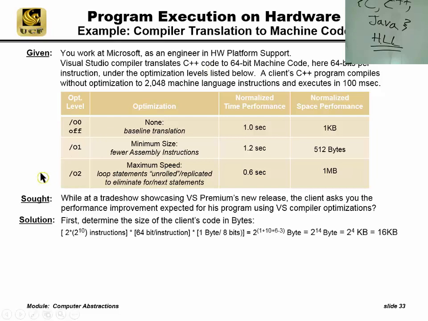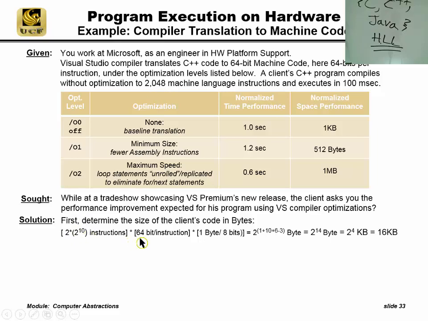Well, first we're going to determine the size of the client's code in bytes. So we said here that there are 2 times 2 to the 10. Where did I get that? Well, 2 to the 10 is 1024. So we see 2048 is a power of 2. It's 2 times 2 to the 10. It's 2K.